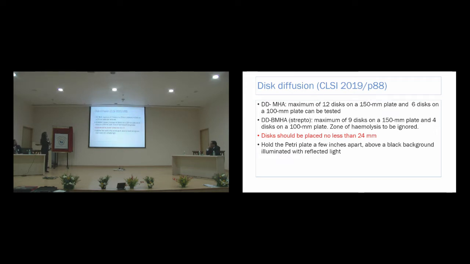If you are doing sensitivity for streptococci, because you expect larger zone sizes, a maximum of 9 discs can be put on a 150 mm plate and 4 discs on a 100 mm Mueller-Hinton agar plate containing blood. The zone of hemolysis is to be ignored while taking the reading. Discs should be placed no less than 24 mm apart, center to center.